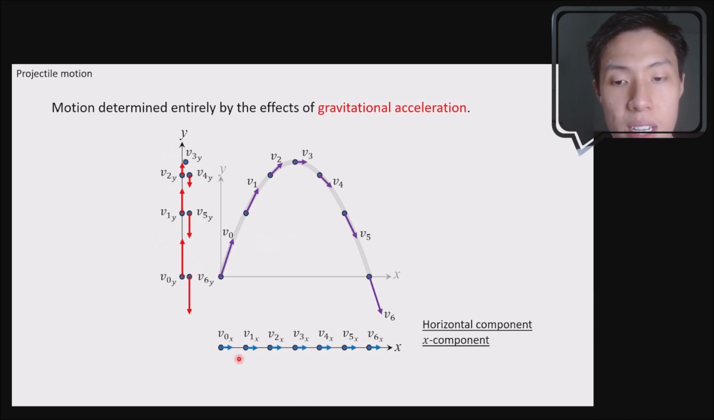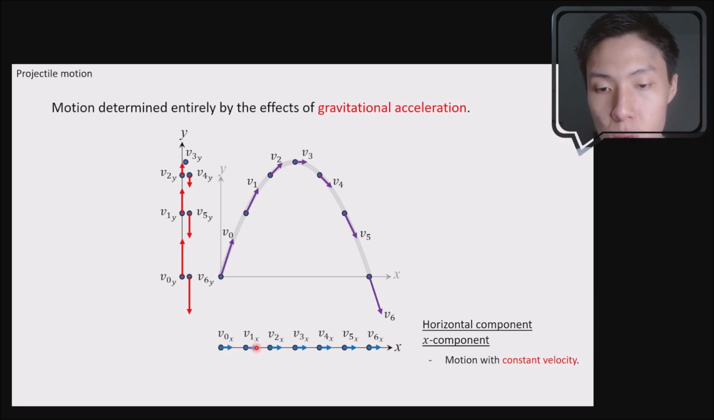Okay, so let's investigate the x component first. We call the x component the horizontal component. And as we can see, it's motion with constant velocity, because the direction of the velocity is always the same, it's always pointing in the same direction.